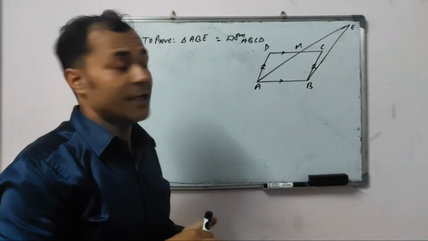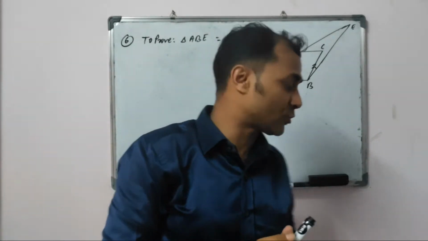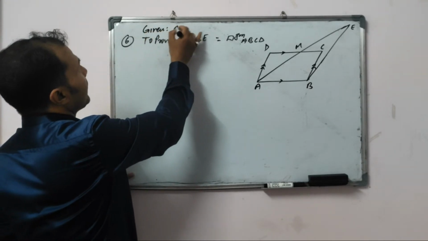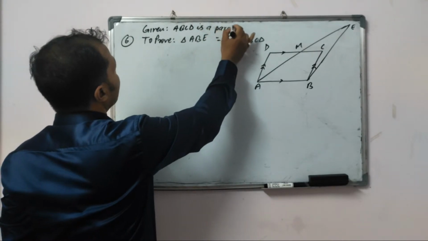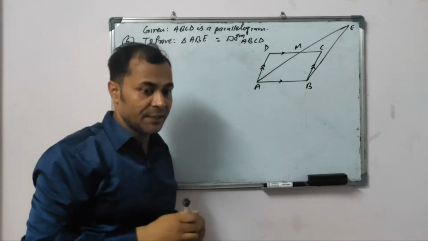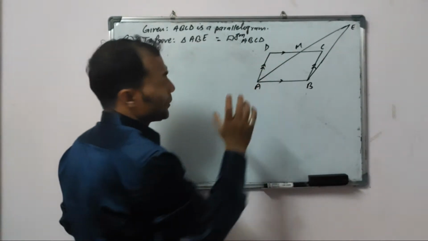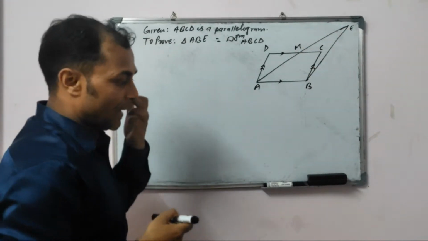Okay guys, any idea for this? Think, use your minds, what can be done. What is given? ABCD is a parallelogram. This is a parallelogram, and you need to prove that this equals this triangle. Okay, now let's move ahead.